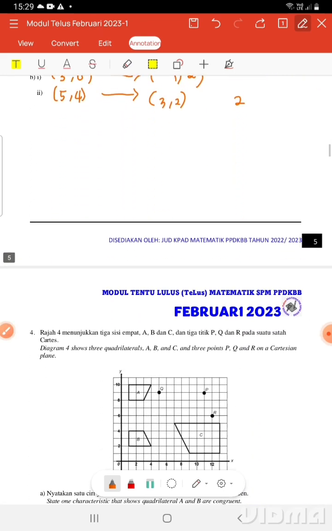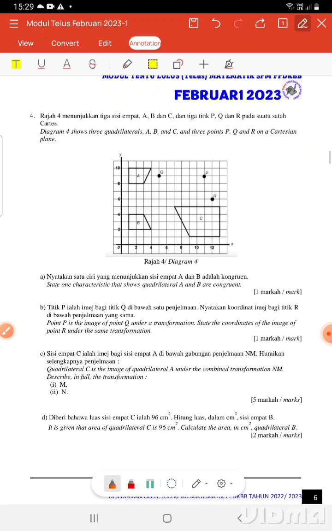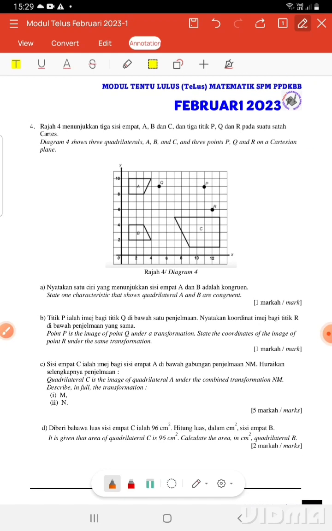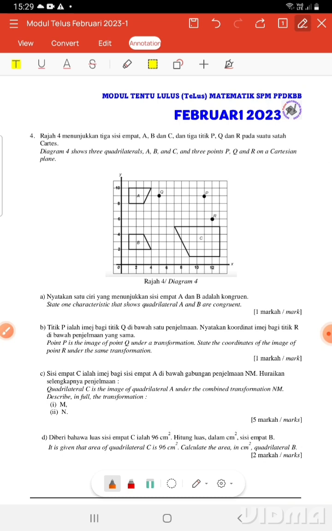Okay, let us proceed to the next question. I'm not sure how many questions we can cover in this 1 hour, but I will try my best. And if we didn't manage to discuss all these questions, you can ask your teacher for the scheme. Alright? Okay, let us proceed to the 4th question, which is a bit different.